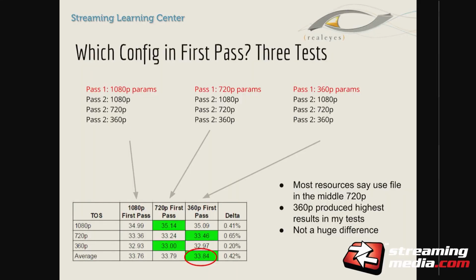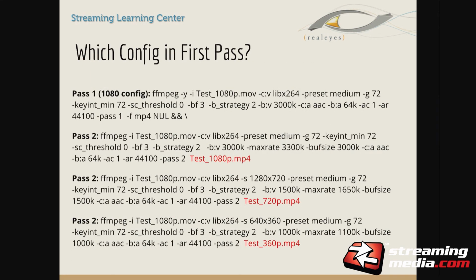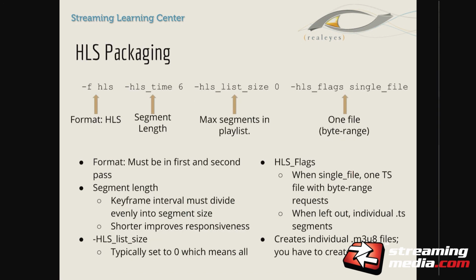Typically what I do when I'm creating multi-pass encodes from a single first pass is I just use the middle file. I don't use the highest quality one, I don't use the lowest quality one. But you need the data rate, you need the resolution in the first one. I typically use the middle file. And it does make a difference in terms of overall quality.